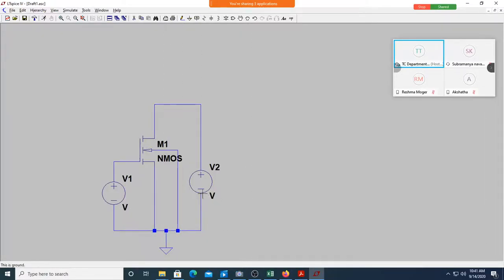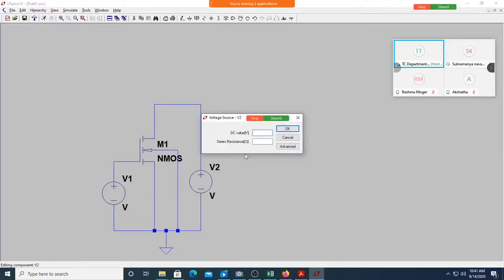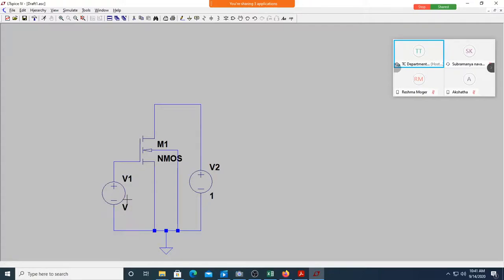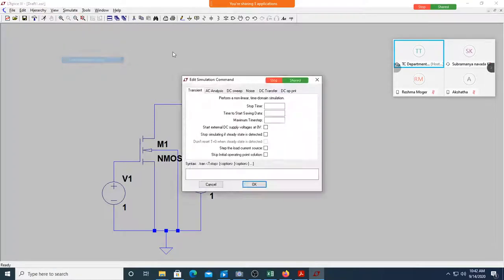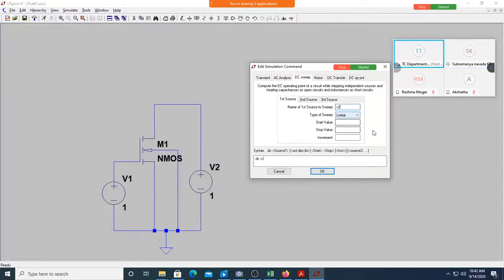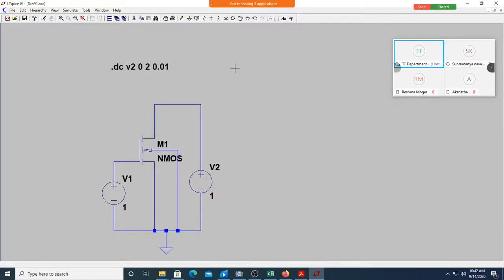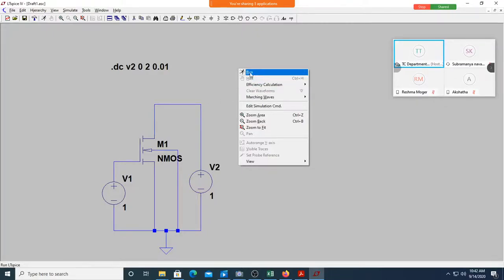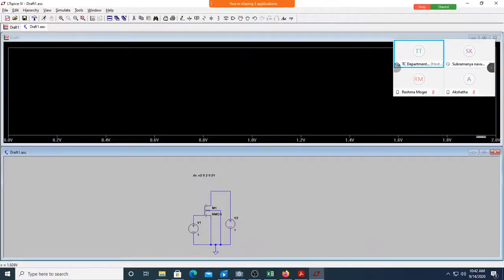So make sure that you are on your toes, and then let me make this 1 volt. Let me make this also 1 volt. And what should I do if I want to do the output characteristics? Which sweep? DC sweep. Which one to sweep now? It is V2, 0 to maybe 2 volts with an increment of 0.01. Okay, done. It's placed here now.